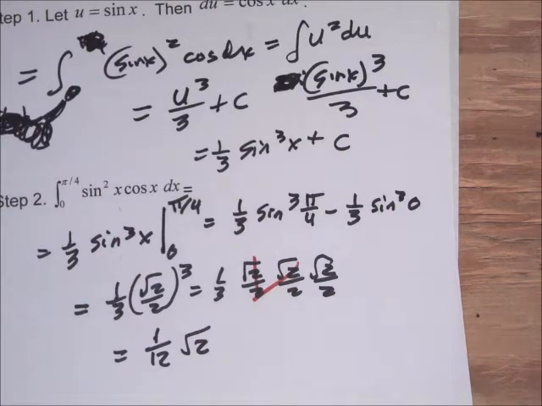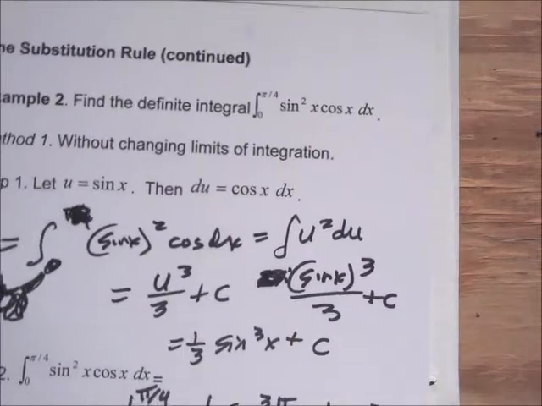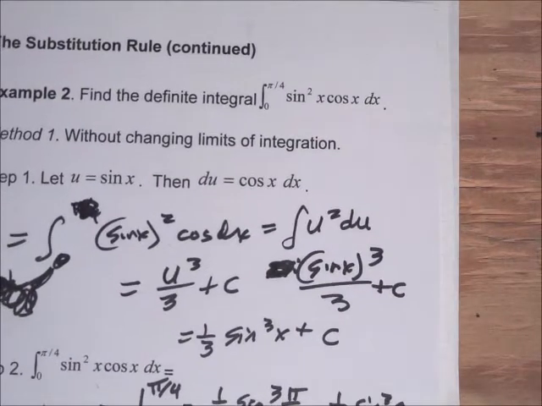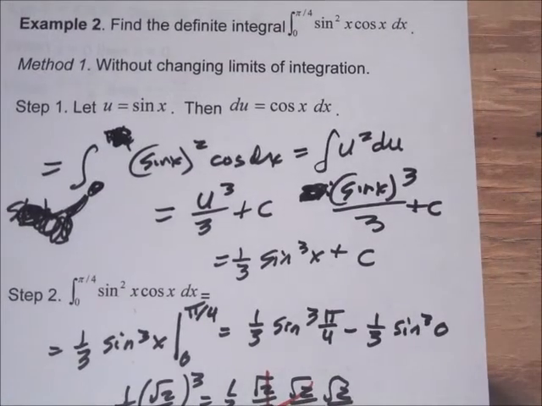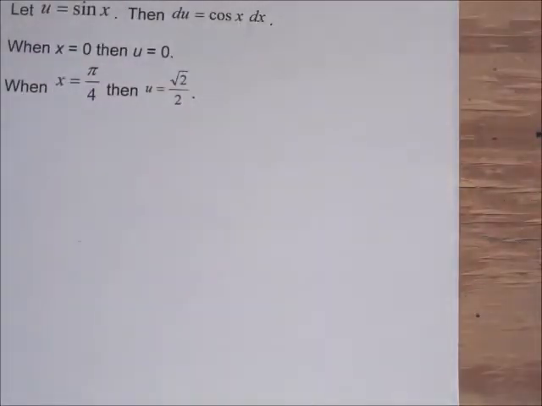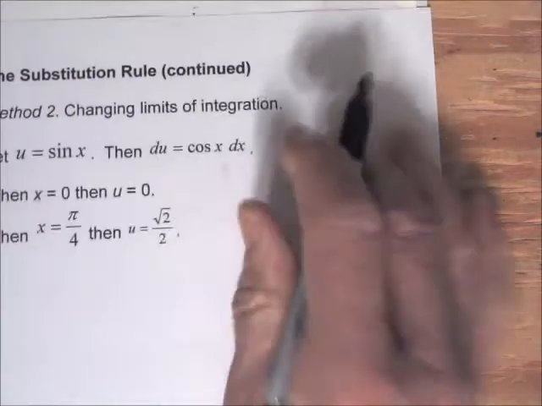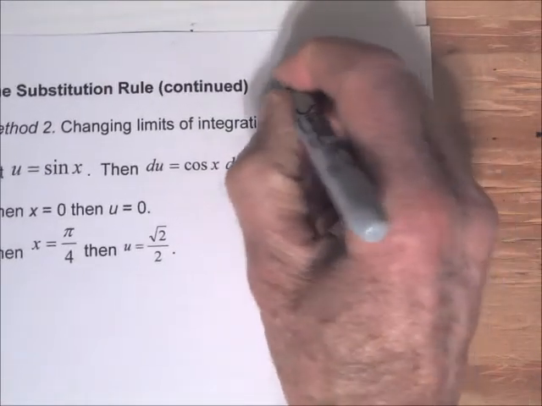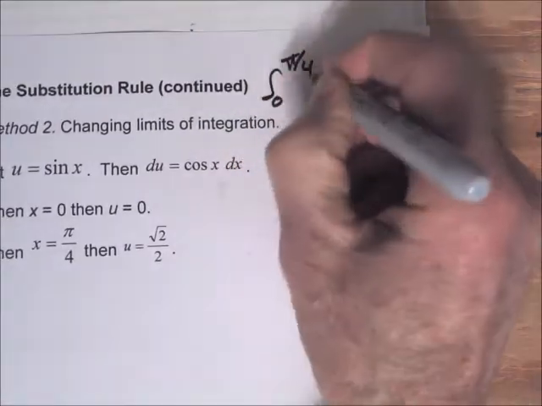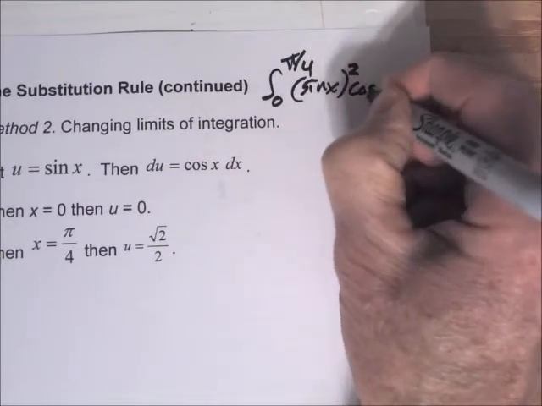Okay, and another way of doing this is to change the limits of integration. In this one, we first found the antiderivative and then used that to evaluate the definite integral. We could also change the limits of integration. So again, what we want is the integral from 0 to pi over 4 of sine squared x cosine x dx.